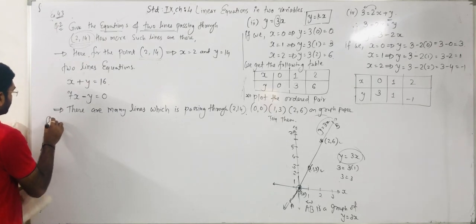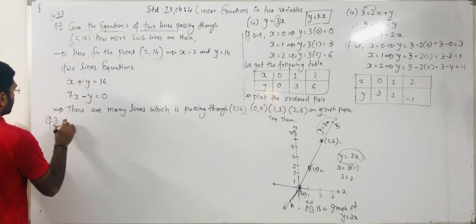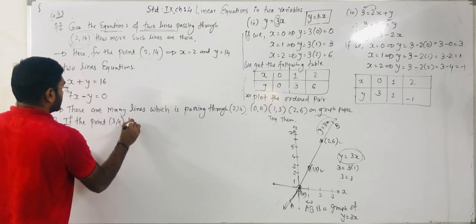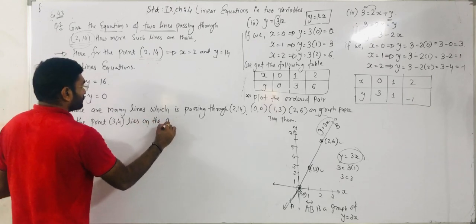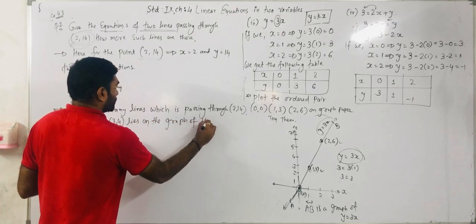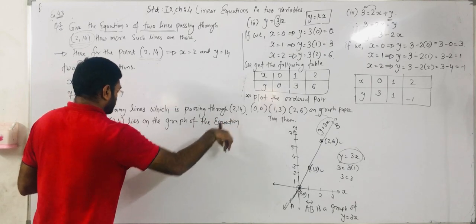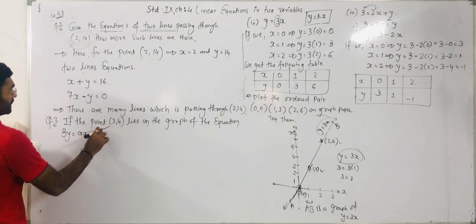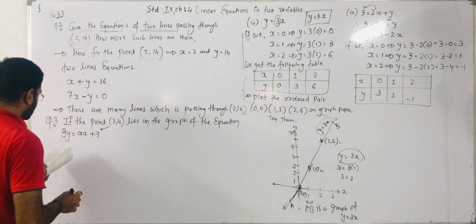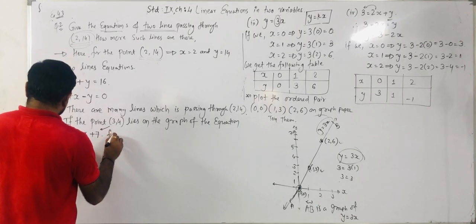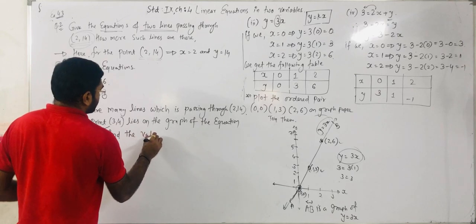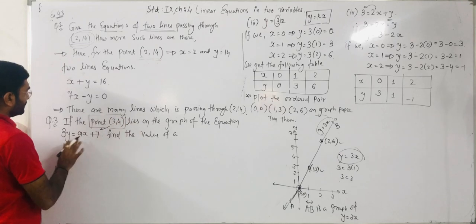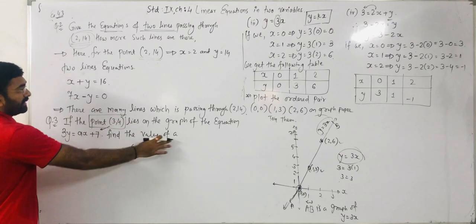Now question number 3. It is given: if the point (3, 4) lies on the graph of the equation 3y = ax + 7, then find the value of a. So what is the meaning of that? This point lies on that equation's graph, and you have to find a.